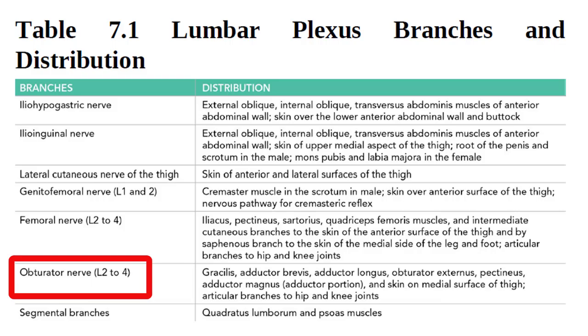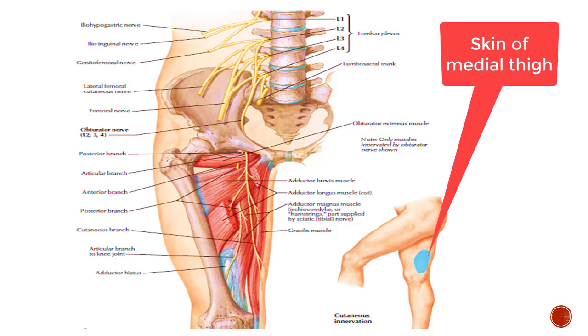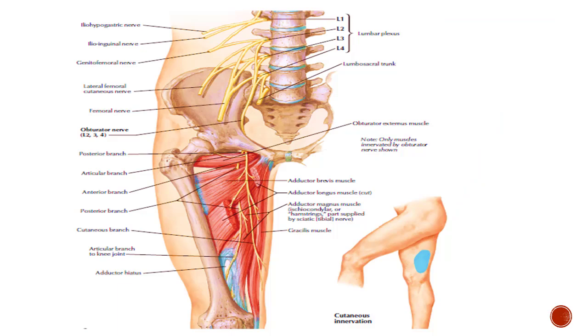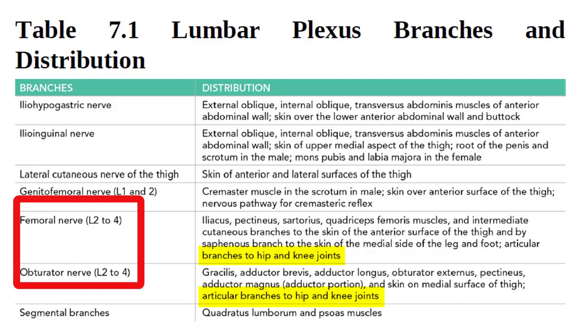It also provides sensory innervation to skin; the skin of the medial surface of the thigh is supplied by the obturator nerve. Besides all this, both the major nerves of this plexus, the femoral and the obturator nerve, also give articular branches to two joints, which are the hip joint and the knee joint.